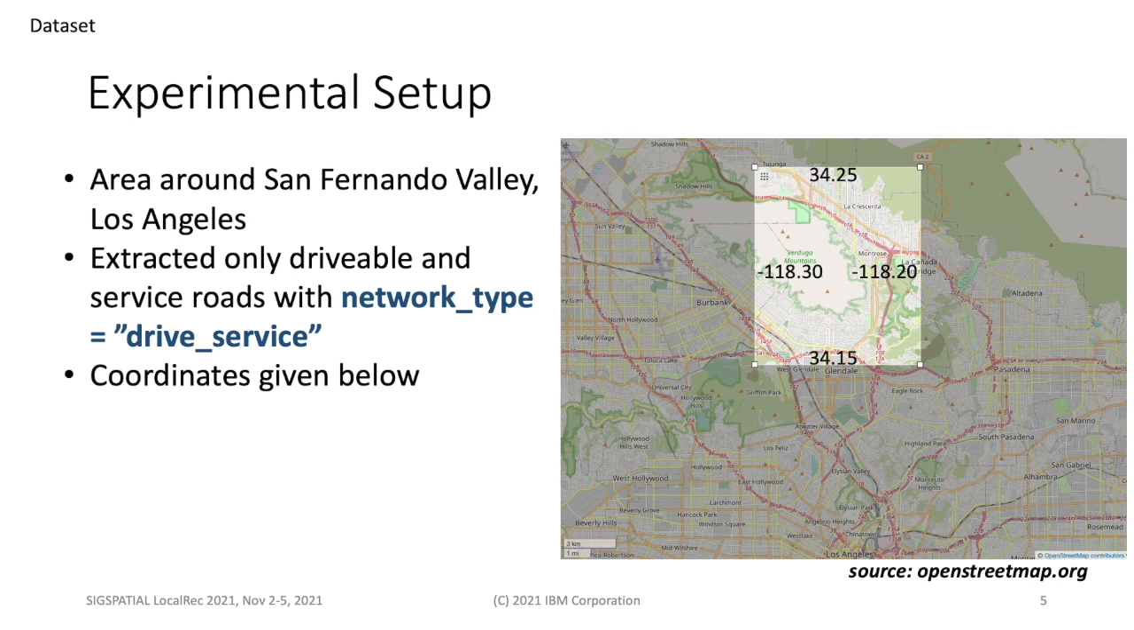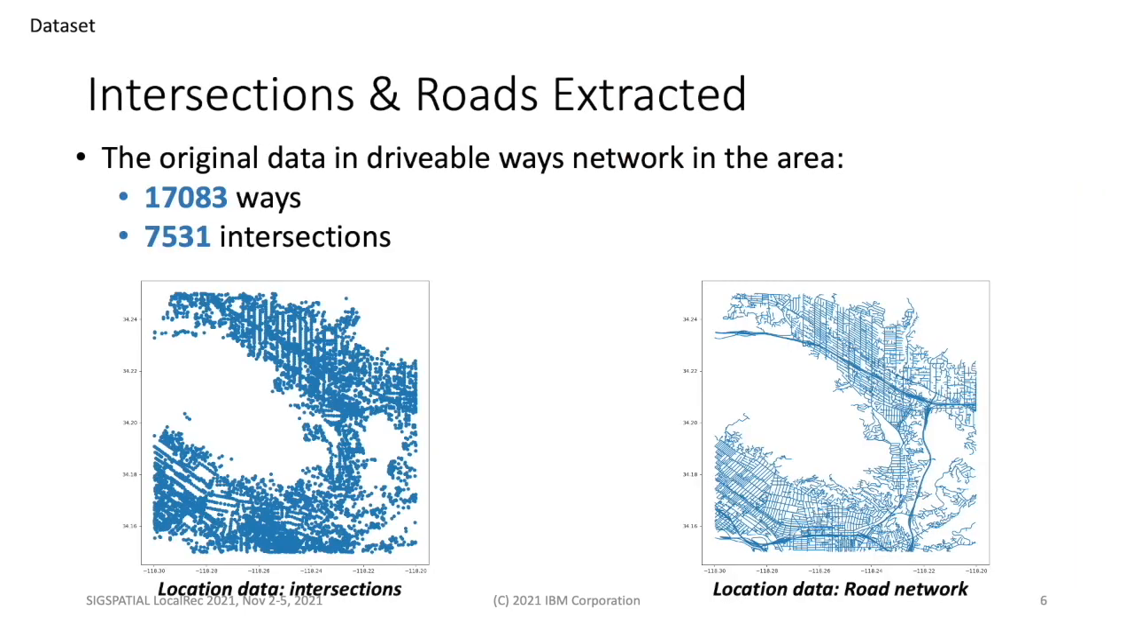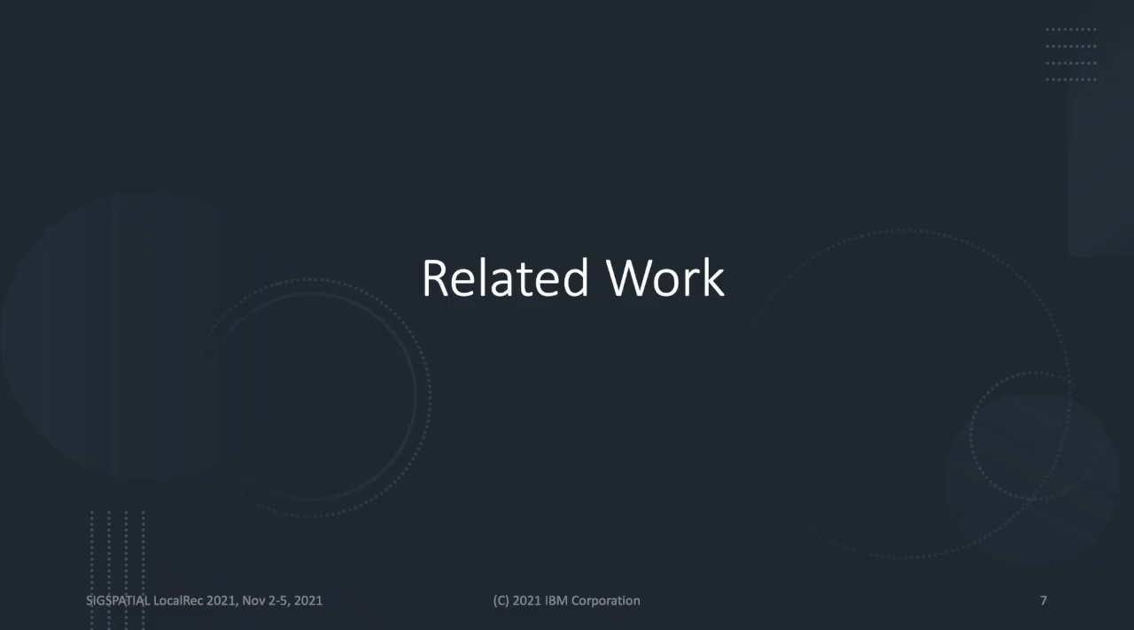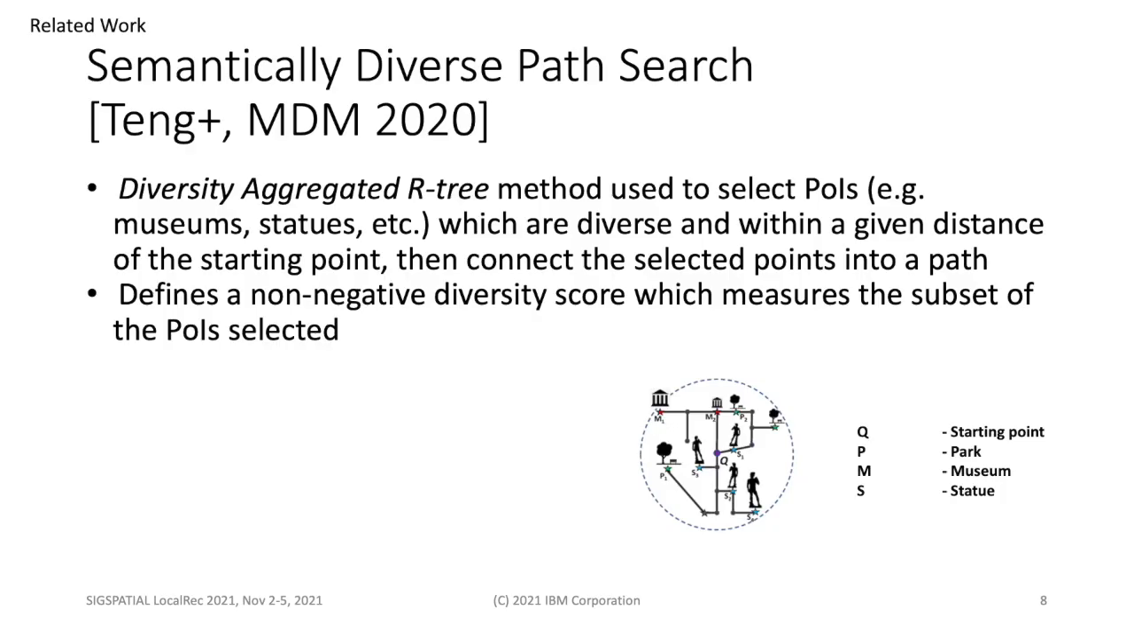Using OpenStreetMap data, for instance, in San Fernando Valley in Los Angeles, we would be extracting roads that have, for instance, the tag network type drive service. So in this case, we'd be extracting roads that have the tag network type, as well as the key value drive service with coordinates given below. Looking more closely at the data within this region, we see that we are able to extract over 17,000 ways, which are our roads, as well as over 7,500 intersections, which you can see in this as our road network for experimental data.